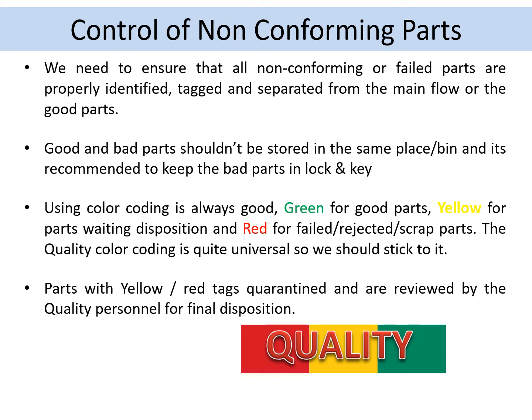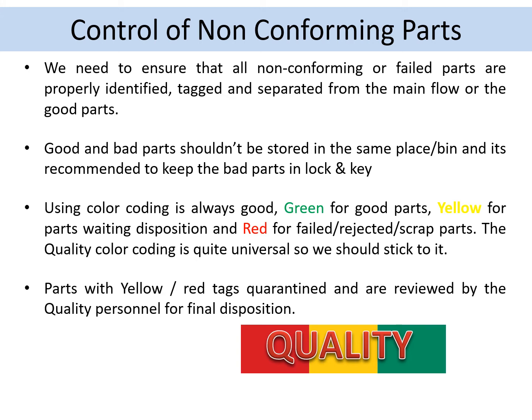Control of non-conforming parts. We move to this topic, which is very important for any quality management system, and ISO also puts a lot of pressure on this. We need to ensure that all non-conforming or failed parts are properly identified, tagged, and separated from the main flow or the good parts. So good parts and bad parts cannot be stored together. They have to be clearly identified and properly separated.